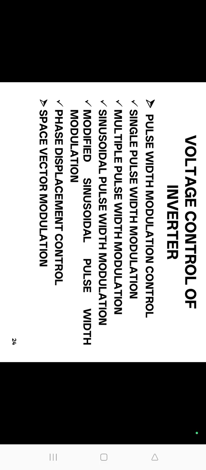This type of modulation is also called symmetrical pulse width modulation. The number of pulses Np per half cycle is found by the expression Np is equal to Mf by 2. Next one is sinusoidal pulse width modulation. In this method of modulation, several pulses per half cycle will be used, as in the case of multiple pulse width modulation.